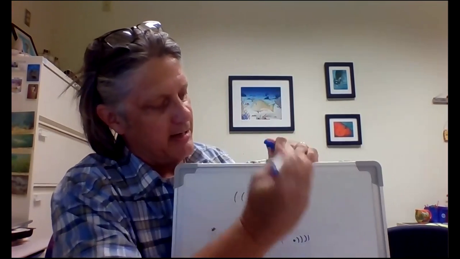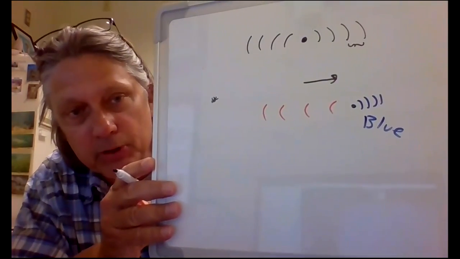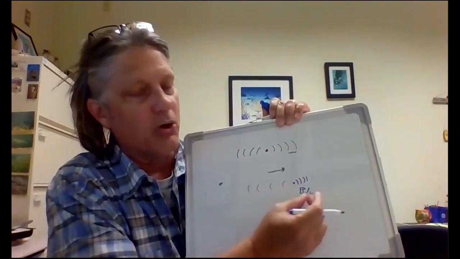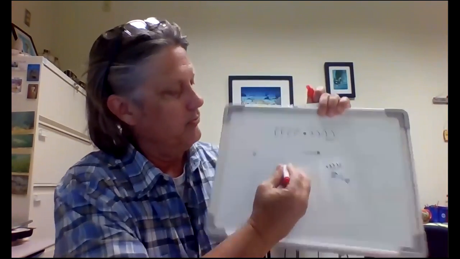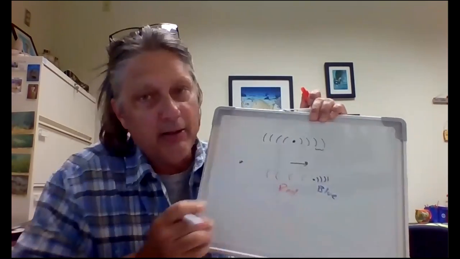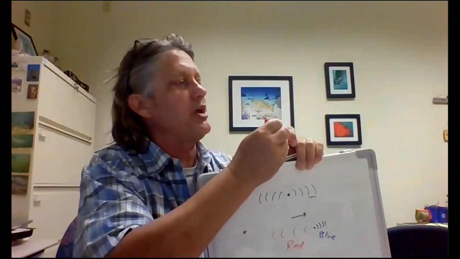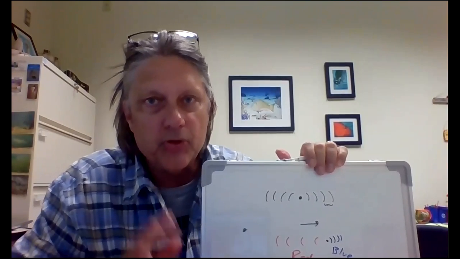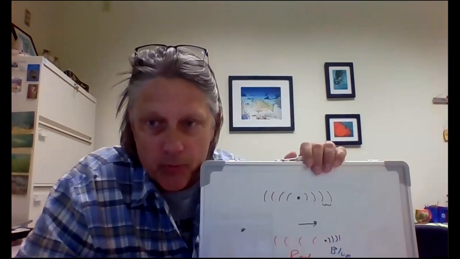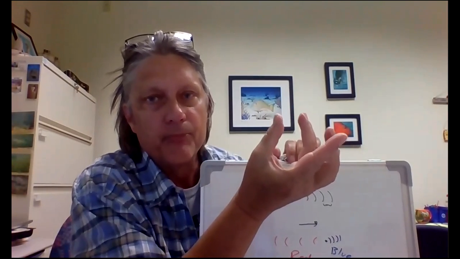So on the one side, it's blue. That's called the blue shift because blue light, the waves are closer together, our eyes perceive it as blue. Red light, the waves are farther apart. So a blue shift would be an object is moving towards you. A red shift would be an object is moving away from you. Because the wavelengths of blue light are close together, the wavelengths of red light are far apart.